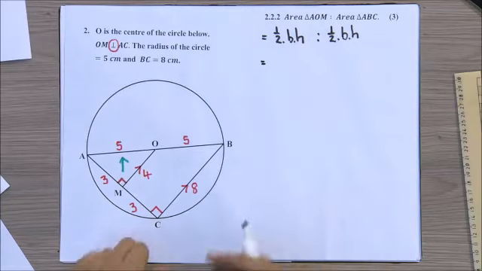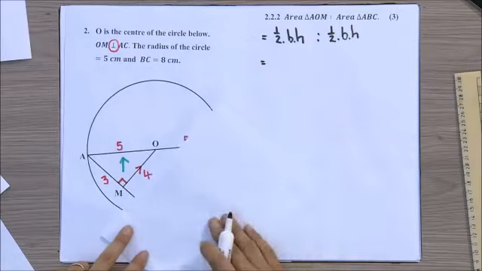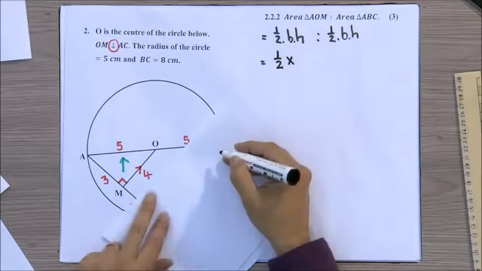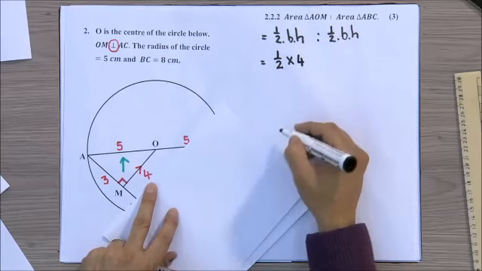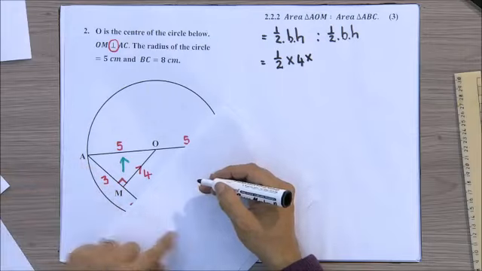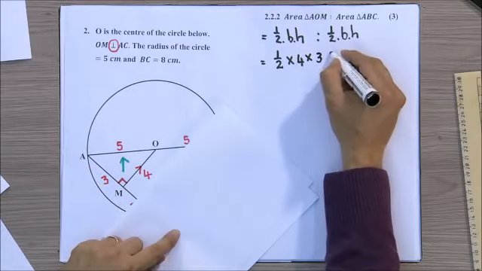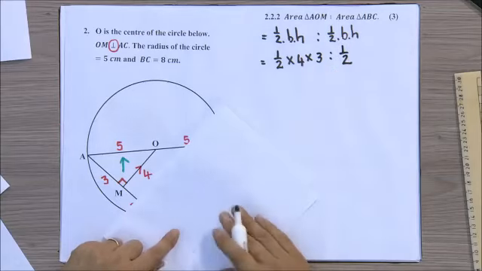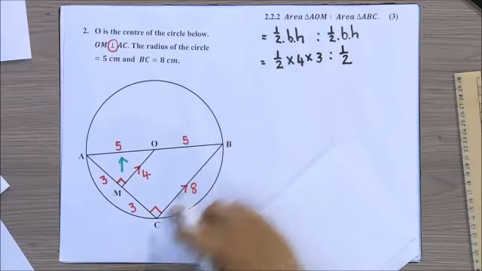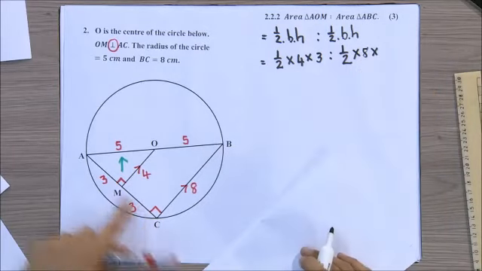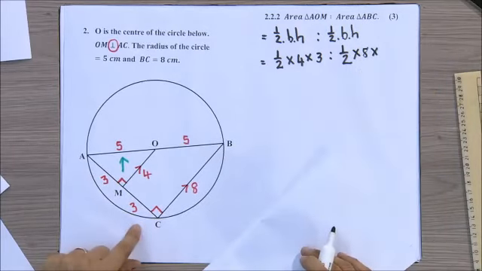So what is the base of the small triangle? Remember, we work with AOM. Let's have a look at it. It's a half times my base, which you can see is 4. You with me? Times what is my height? There you can see it is equal to 3. You with me, guys? Let's look at the big triangle. The base, there we have it. It's times 8. And what is the height? It's a 3 and the 3.